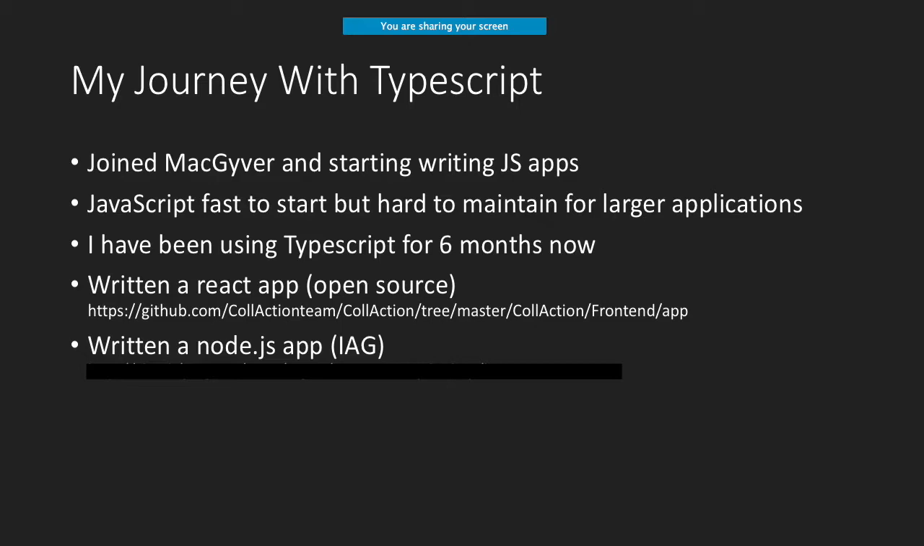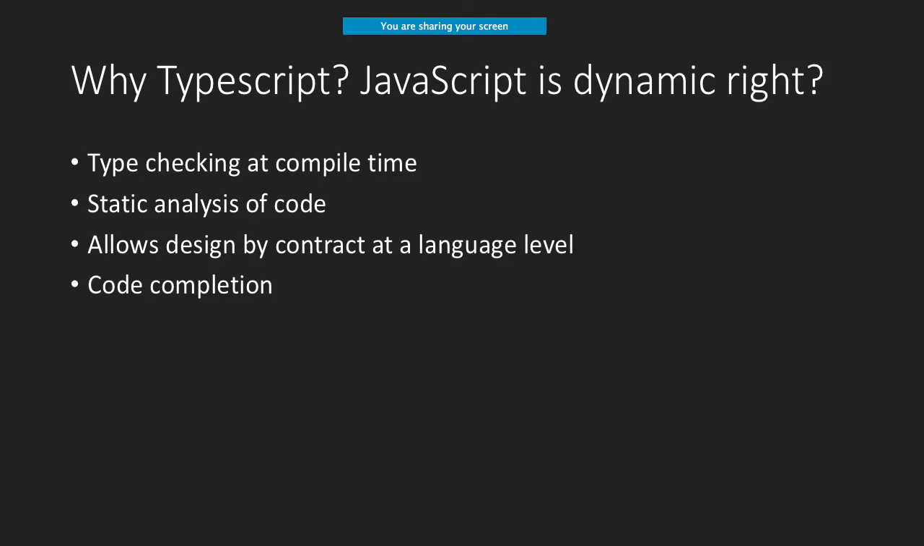So I've been on this for about 6 months now. I volunteer for an open source project in my spare time, and I've written a React.js app. The URL is available there, open source code. And I've written a Node.js app for IAG. Again, URL there. That's an internal URL, obviously. So you can have a look at that code when you get a chance. Anytime you guys want to shout out, please do that, because it makes the talk a lot easier for me. You too, Phil.